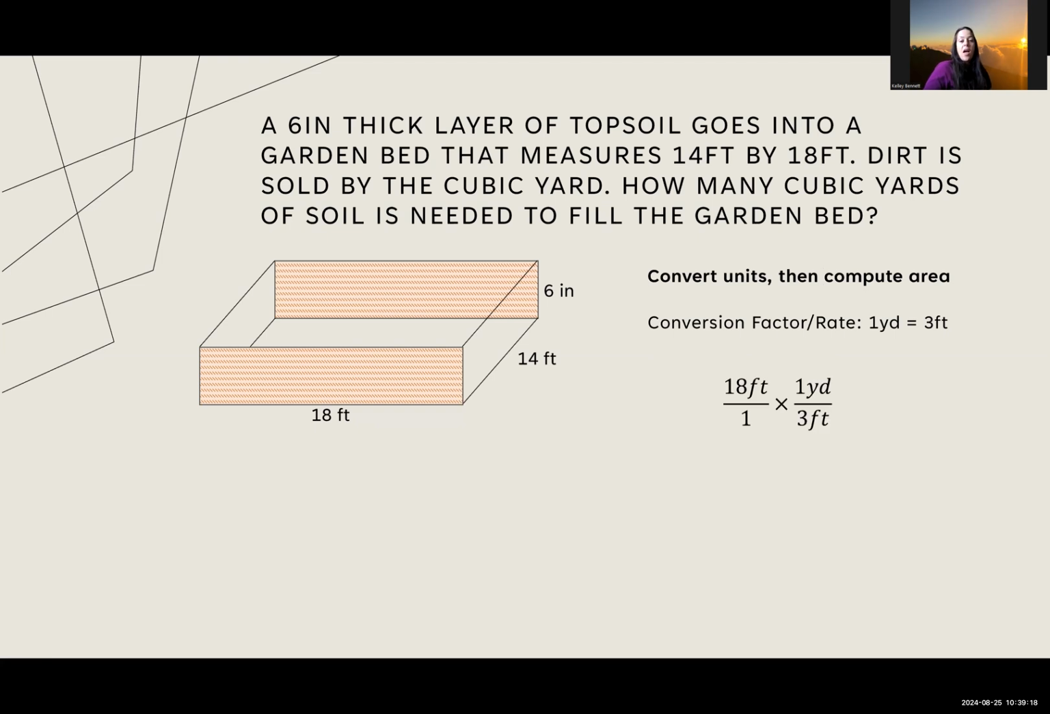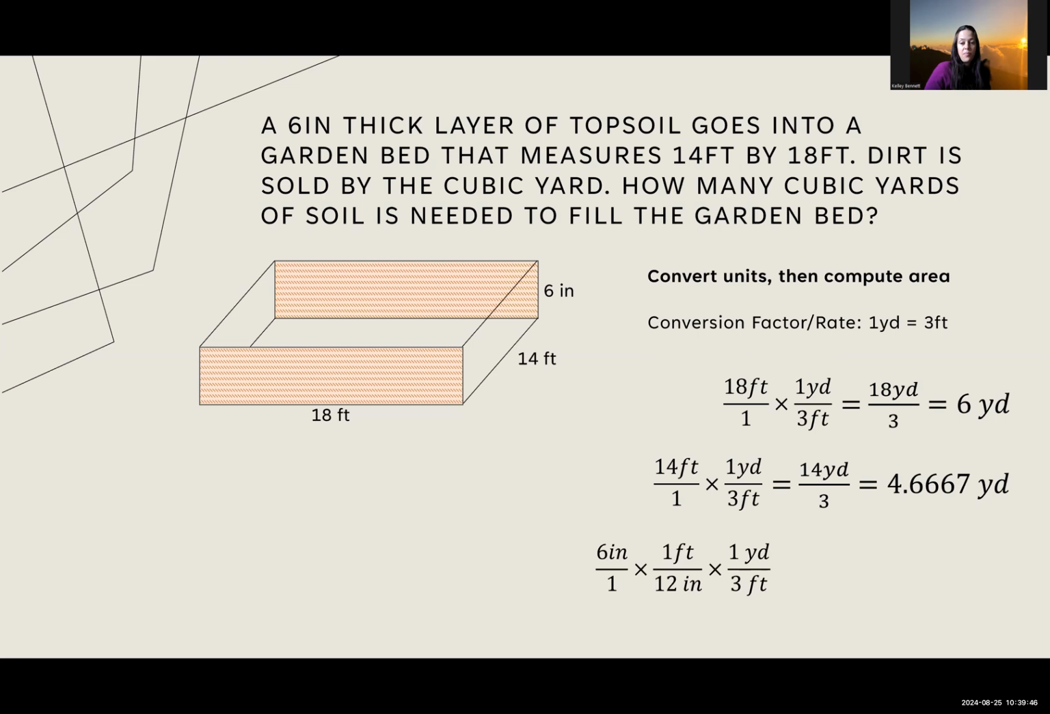The base, 18 feet. Just as we did before, we're going to multiply it by 1 yard over 3 feet. And that's going to give us 6 yards. That's the base. The depth or width or length, whatever you want to call it, 14 feet over 1 by 1 yard over 3 feet. That's going to cancel feet. And we're going to have 14 yards over 3, or 4.6667 yards. That's going to be our new units there.